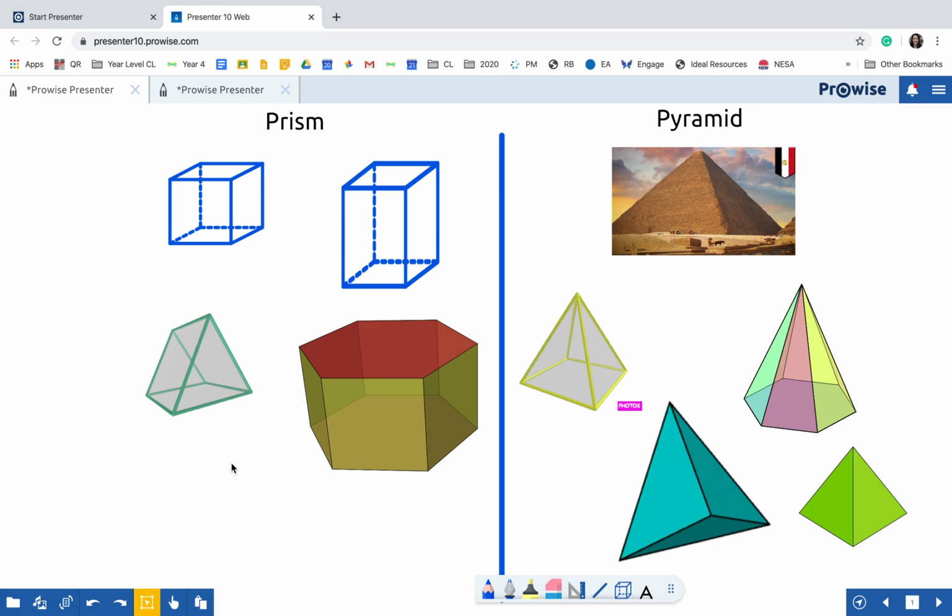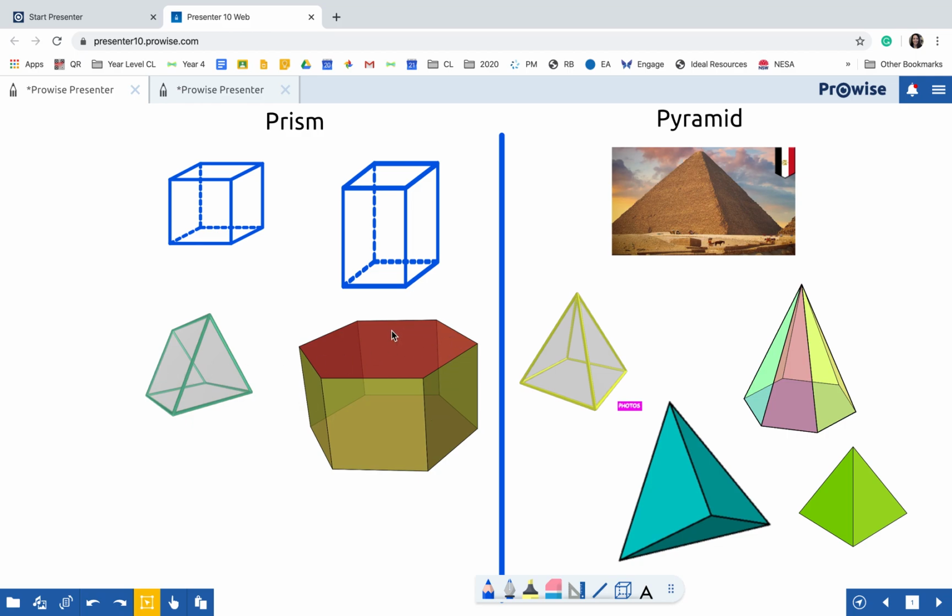All right, so prisms are named based on the shape at the top and the bottom. When you have a look at prisms, they all have rectangles on the sides. So the triangular one has a rectangle here, here, and here. But these shapes here are what's different. So that gives us a triangular prism because we've got triangles on both ends.